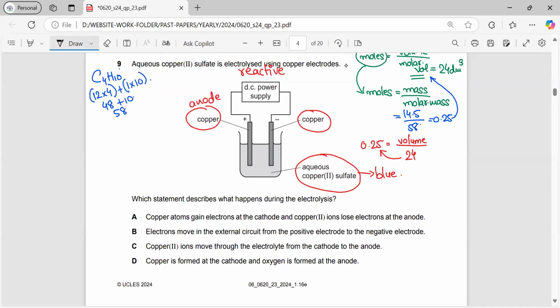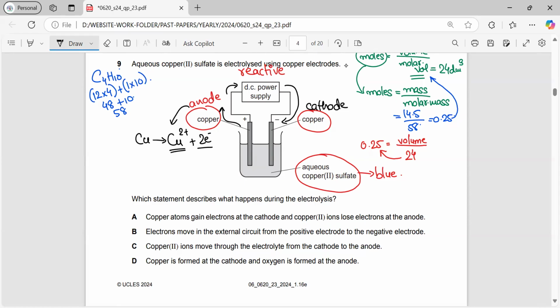So what do we get at anode? The copper atoms become copper ions after losing 2 electrons. So they lose 2 electrons, and these electrons start traveling out of the anode. They go from the external circuit into the cathode. So they move from anode towards cathode, towards this copper cathode. So these are the electrons.